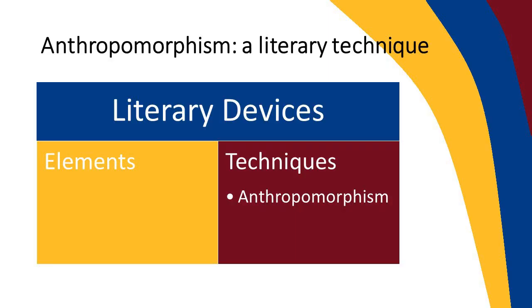In the first video of this series, we broke literary devices down into two categories, elements and techniques. Anthropomorphism is a literary technique. It plays with words and ideas to create new meaning. Anthropomorphism is a fairly long word, but don't let it intimidate you. It's relatively easy to understand, especially if we begin by separating the word into its various parts.